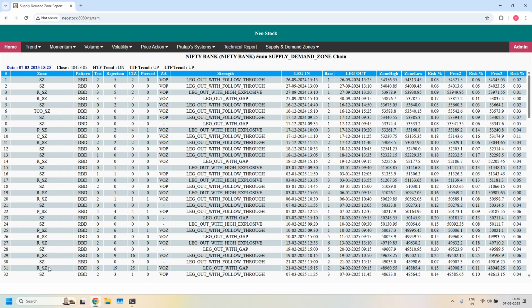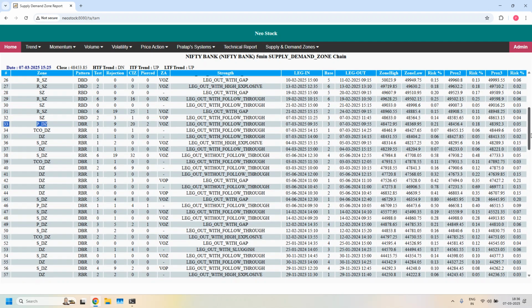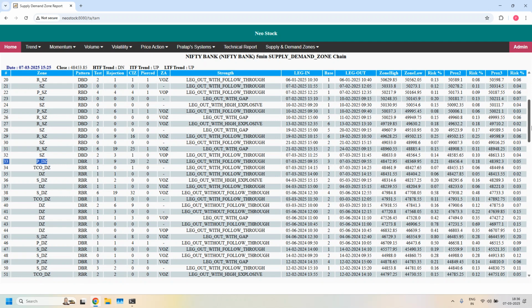All these are 5 minute supply zones. I'm scrolling the list down. And here at 33, this PRS demand zone is the nearest to the current closing price. So let me put it in the center so that you have an equal number of demand and supply zones.